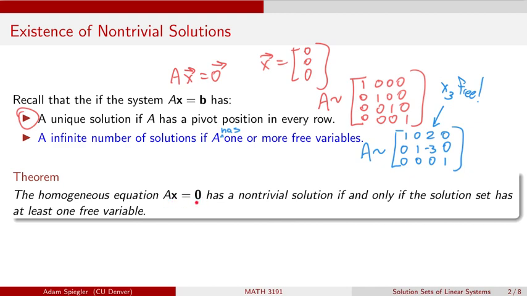But if we are just considering what would happen with homogeneous systems, well, the equation Ax equals the 0 vector is going to have a non-trivial solution if and only if the solution set has at least one free variable, because if there is a unique solution, then that solution is going to have to be the 0 vector. So in order to have non-trivial solutions, we need to have an infinite number of solutions beyond just the 0 vector. And this means that the matrix of coefficients should have at least one free variable once we put it into reduced row echelon form.